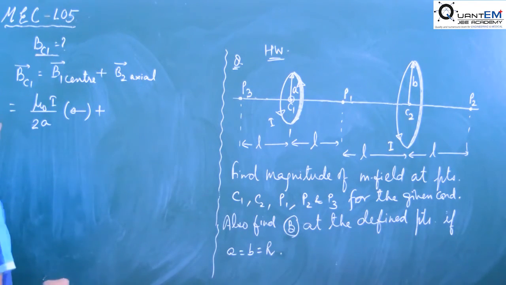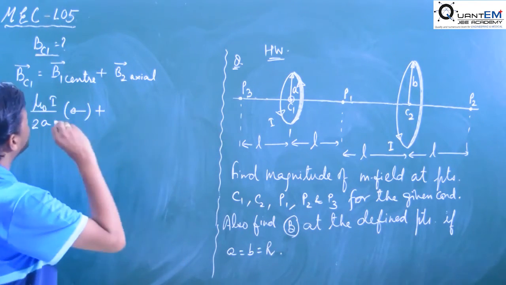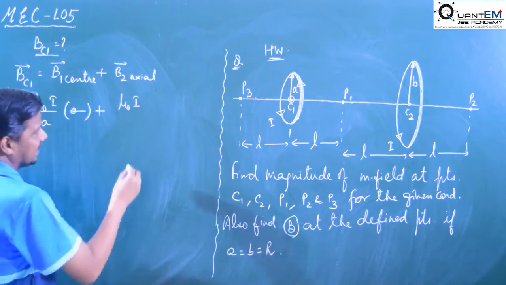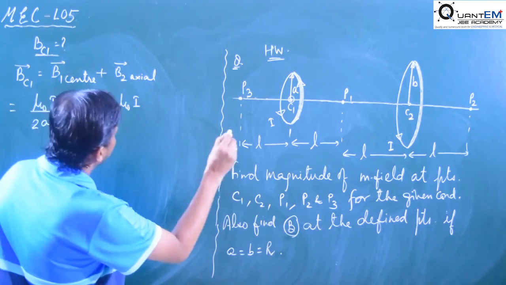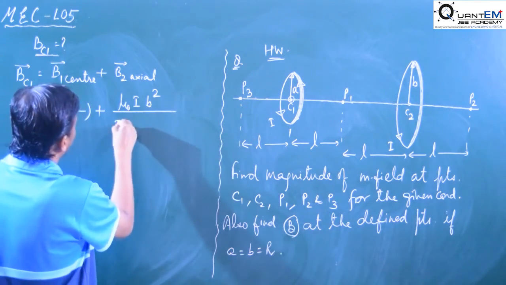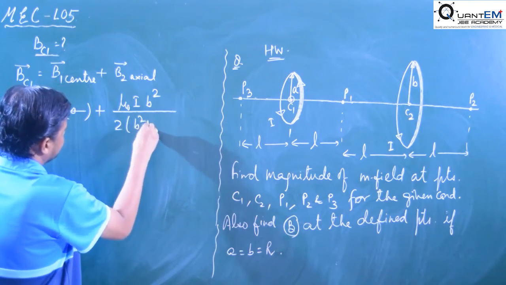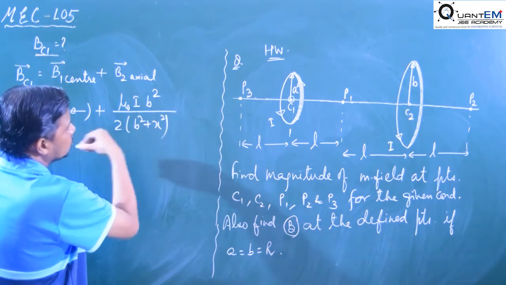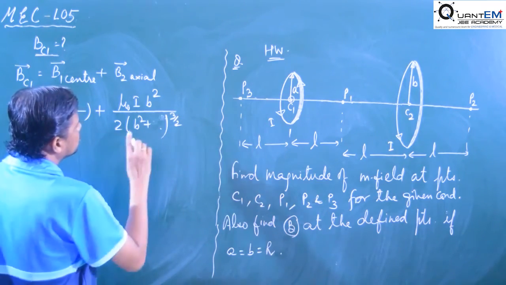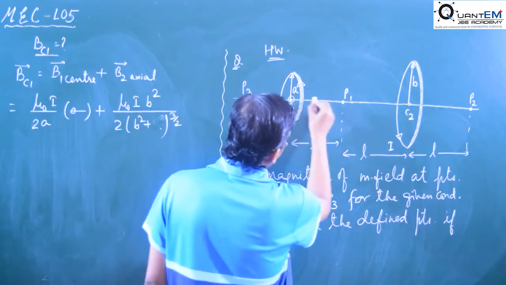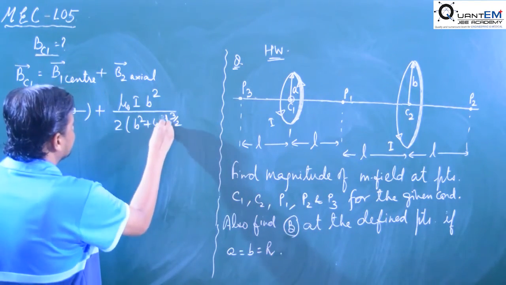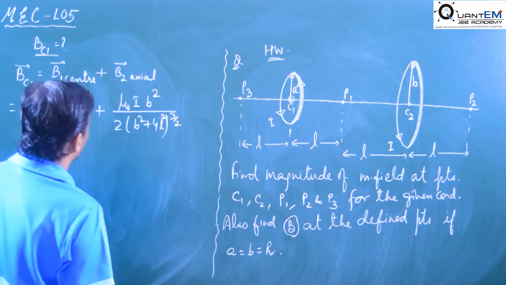Plus now we come to the axis of the second. The axial formula is mu naught n I r square, n is 1, current is I, and the radius of the second is B, so B square by 2, B square plus x square whole to the power 3 by 2. In place of x we have the distance between the centers, L plus L, that is 2L, so x square is 4L square, whole to the power 3 by 2.